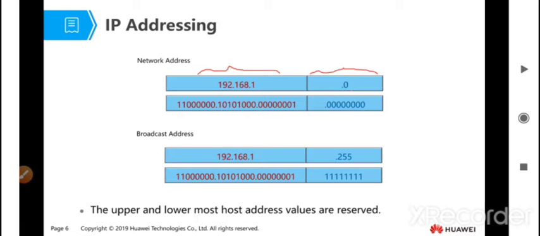One is 0. When the host part is 0, this is a network number, the network address. This IP address is used to identify the network, not to identify a host. It represents the whole network, including all the hosts contained in this network.